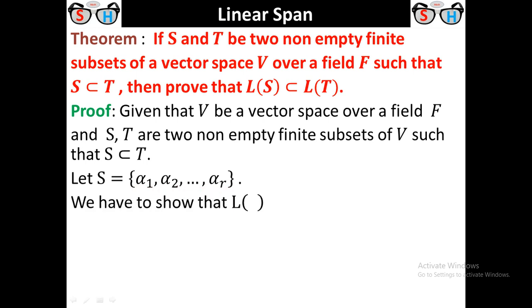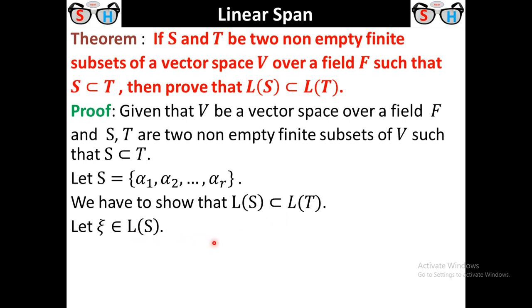We have to show that L of S is a subset of L of T. L of S will be a subset of L of T if all the elements of L of S are also elements in L of T. That is, if xi is an element of L of S, then we have to show that xi is also an element of L of T. Okay.